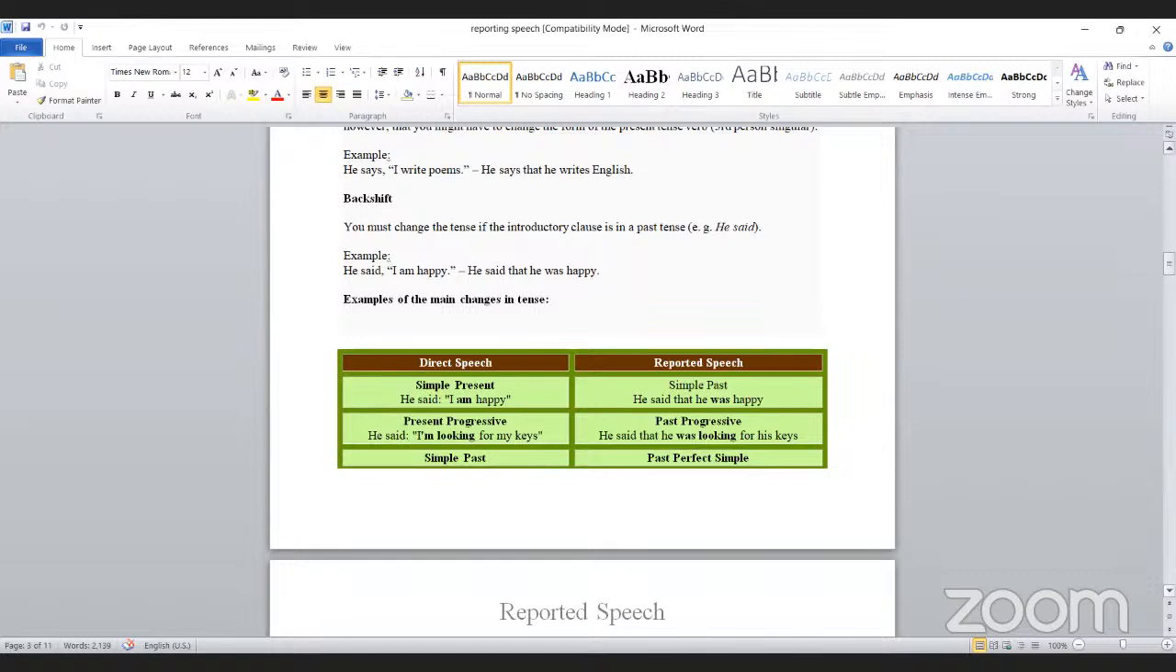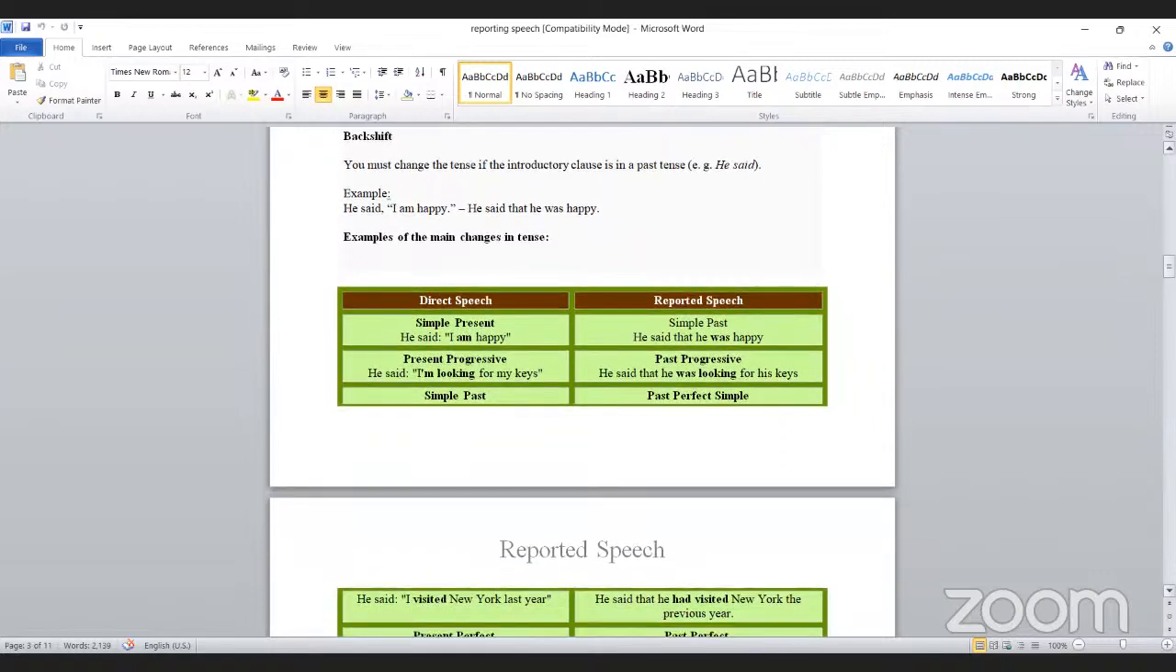Present progressive means what is happening right now. If it's in present progressive, what we need to do is turn that into past progressive. He said, I'm looking for my keys. He said that he was looking for his keys.